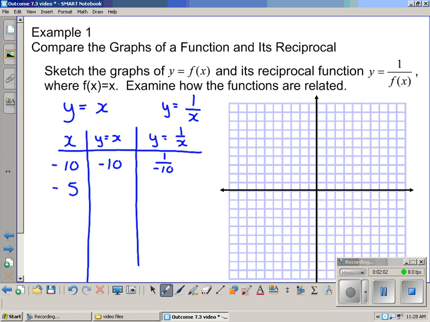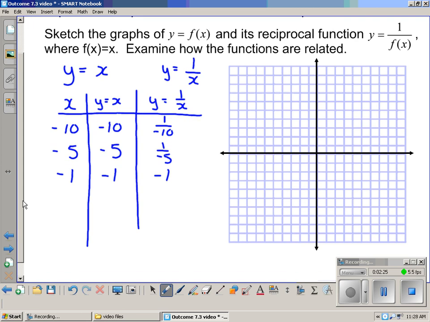For negative 5, y equals x would also be negative 5, but y equals 1 over x would be 1 over negative 5. For negative 1, y equals x would also be negative 1, and y equals 1 over x would be 1 over negative 1, or just negative 1. What about if our x value is a fraction, like negative 1/2? Well, y equals x would also be negative 1/2, but its reciprocal would be negative 2.